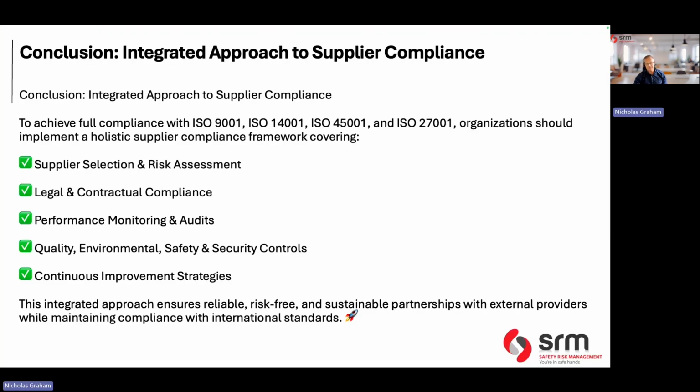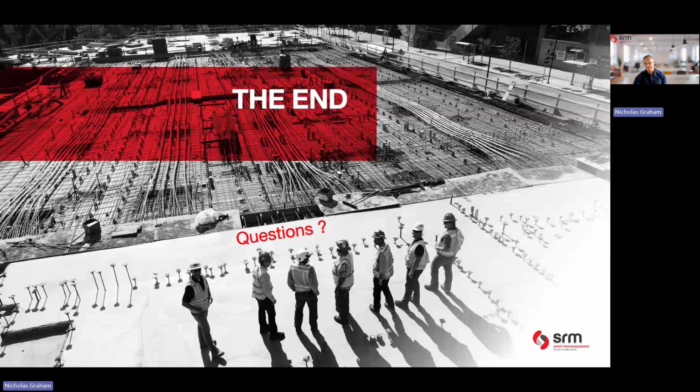So in conclusion, to achieve a fully compliant integrated management system, the organization should implement holistic supplier or external provider framework covering supplier selection and risk assessment, legal and contractual compliance, performance and monitoring and auditing, specific requirements for quality, environmental safety, and information security, and then the continual improvement strategies. This integrated approach will help you to reduce the risk that external providers expose you to, and then help develop sustainable partnerships, which will help improve your business over time. So that's the end of the presentation.